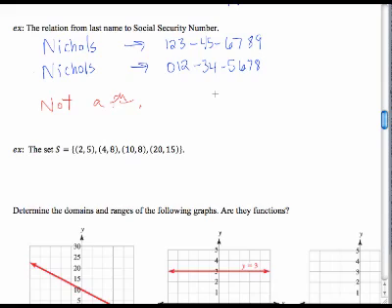Okay, for this set right here, take a look at those x's and y's. And it looks like all the x's are unique. We have a 2, a 4, a 10, and a 20. It doesn't even matter what the y's are. The x's are unique, so this one is a function.